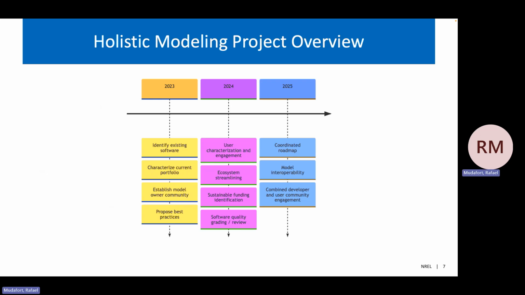Now, just briefly, the Holistic Modeling Project is a 3-year project. We just finished the first year, and it really was primarily around getting the data in place and engaging with model owners, so establishing a model owner community. The current year, year 2, will involve putting into place a lot of the frameworks and methods that we developed in the first year and engaging with the community of users, which is probably this community. And the final year will involve additional portfolio streamlining and putting a coordinated roadmap into place.